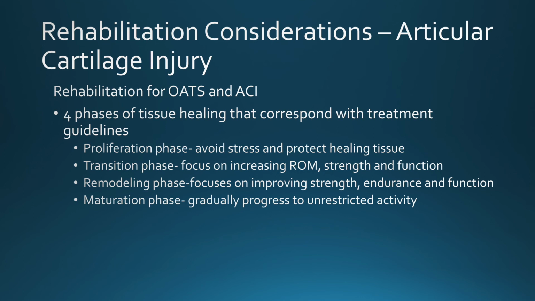is matched up to correspond with 4 different phases of tissue healing. During the first phase, or the proliferation phase, the objective would be to avoid stress and protect the healing tissue. The transition phase focuses more on increasing range of motion and strength with initial return to function. In the remodeling phase, the focus is on improving strength, endurance, and function. And finally, in the maturation phase, there is a gradual progress back to unrestricted activity.